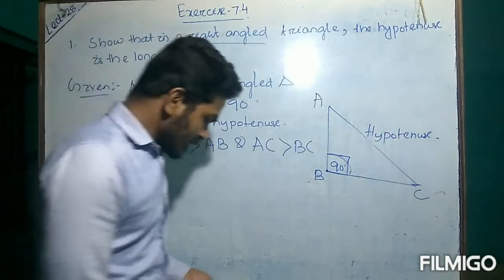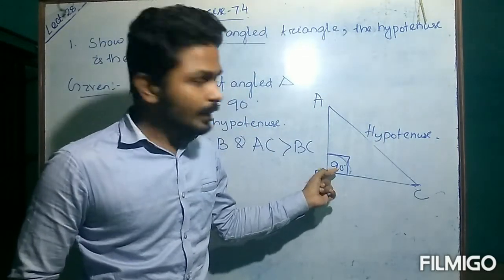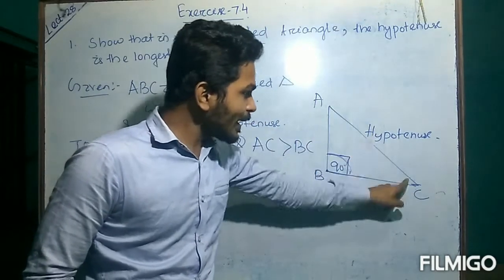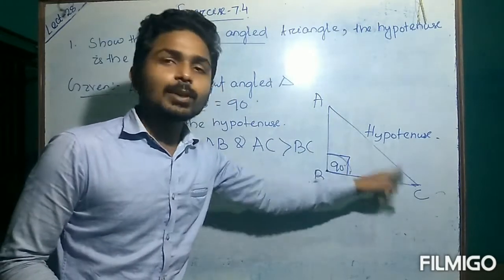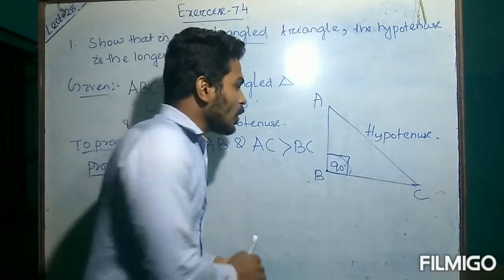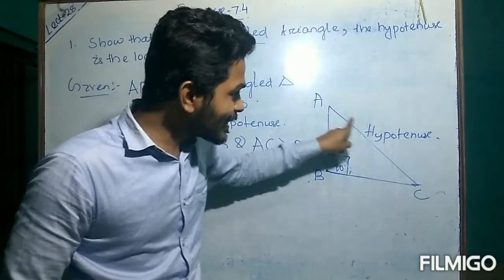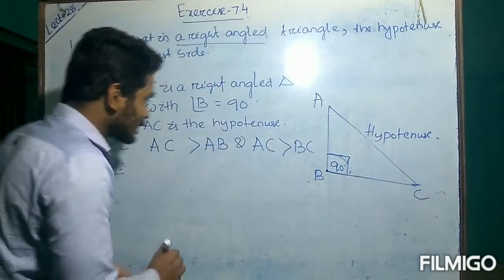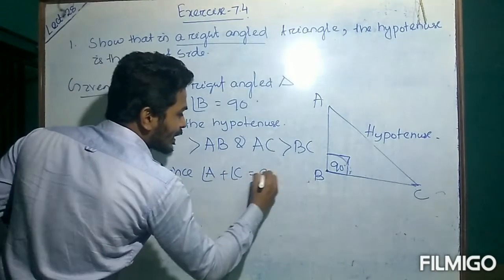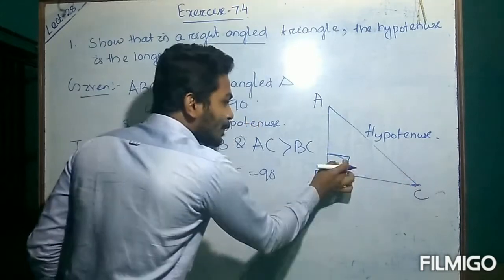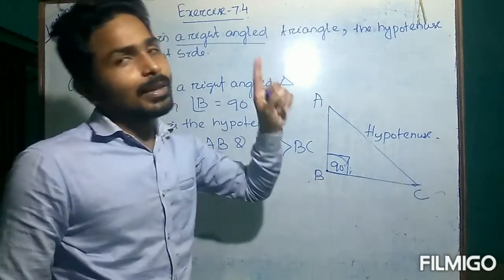Let us first understand. As we know, in a right angle triangle, this angle is 90 degree. Then tell me, these two angles are added to give how much? We know in a triangle, all the three angles are added to give 180 degree. Then if this angle is 90 degree, then this angle and this angle are added to give 90 degree, because 90 plus 90 is 180. That is why this angle and this angle must add to give 90 degree.